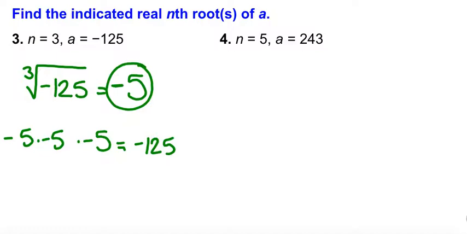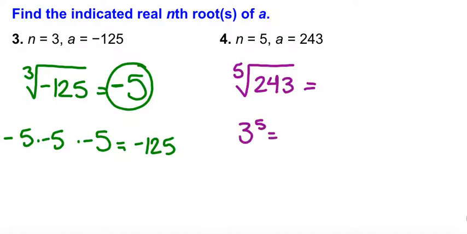Let's try one more before we move on. The fifth root of 243. Now it's an odd root, so I'm not going to need a positive or negative. So I look on my exponent table, I go to the fifth power, I go down and find that 3 to the fifth is 243. So the fifth root of 243 is 3. There is my missing answer.